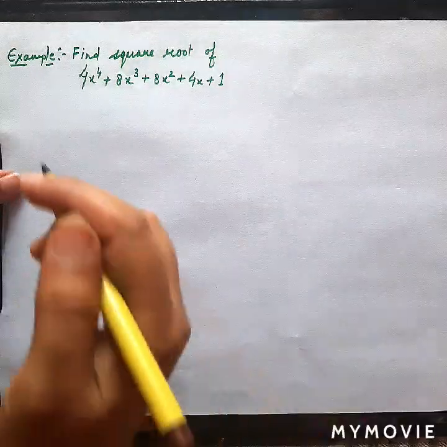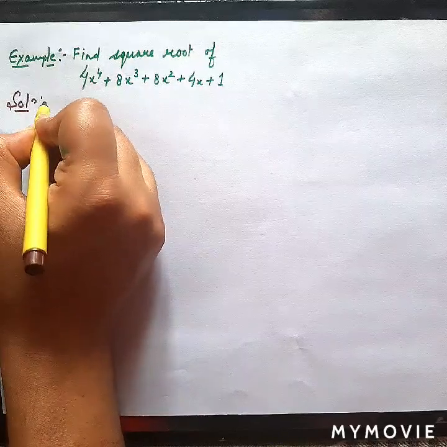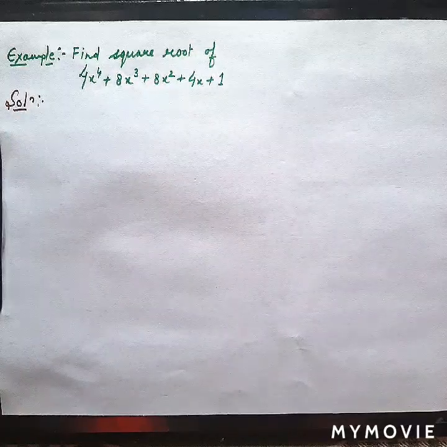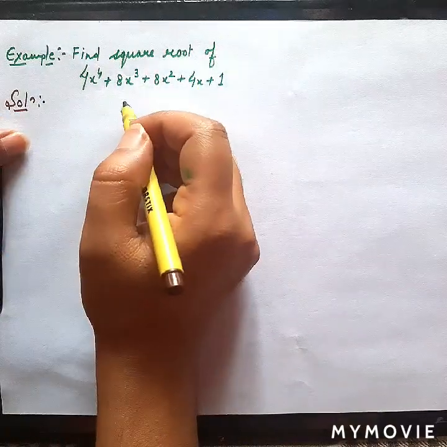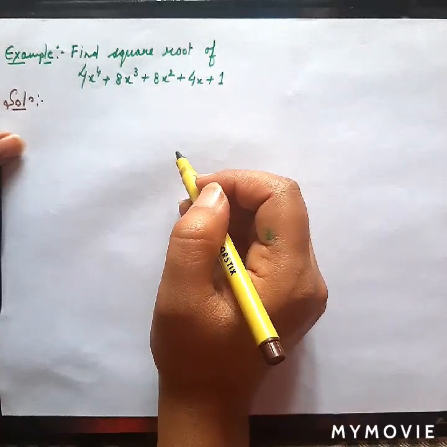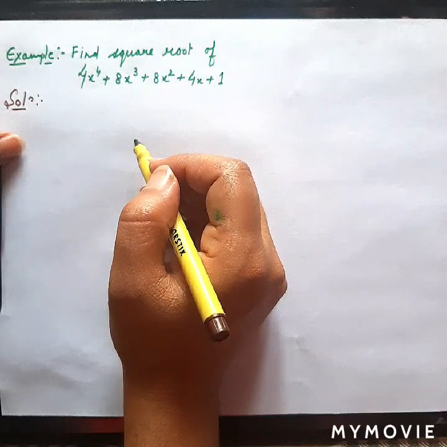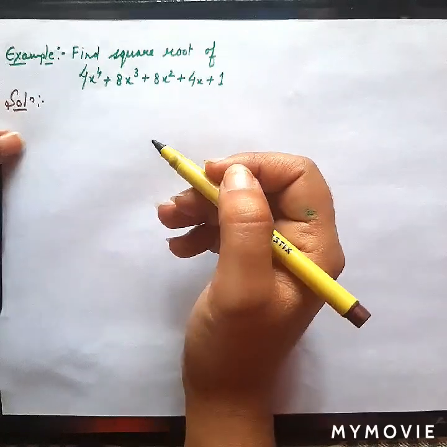Hi, in this video we will talk about how to find the square root of polynomials. I have written an example, and from this example you can get an idea of how to find the square root of these types of polynomials. I will explain this in two ways, and you can choose whichever is suitable for you, whichever you find easy, right?